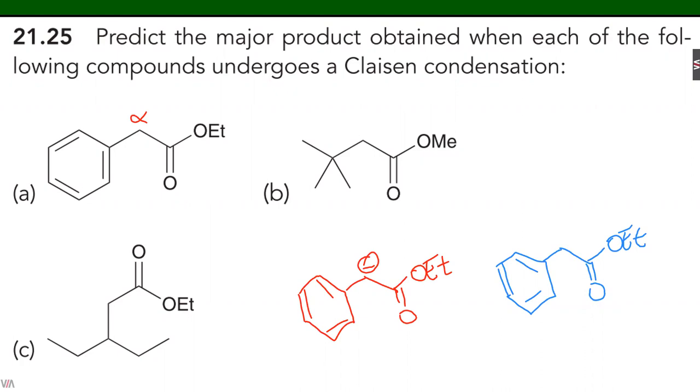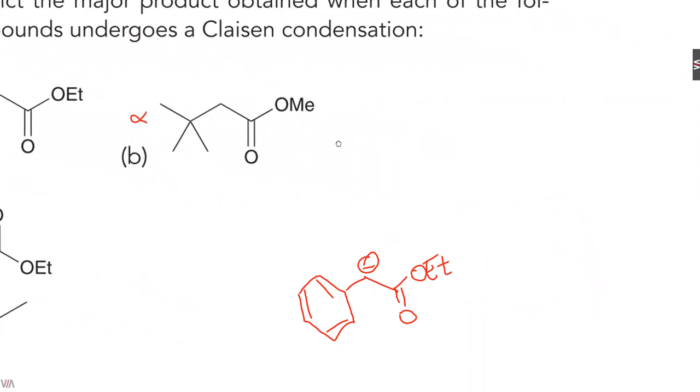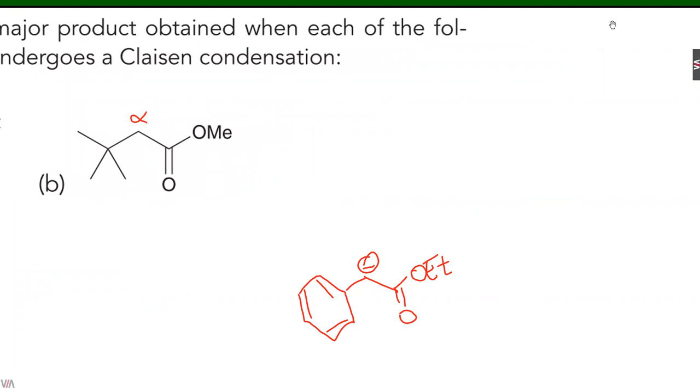Okay, so for a big molecule like A, again, color coding can be helpful to keep track of what's going on. The net result of these is we're going to lose the leaving group, and you're going to attach the carbonyl carbon to the alpha carbon. All right, so I'm going to go through and draw this. So we do get another carbonyl. And then the rest of the molecule stays the same.